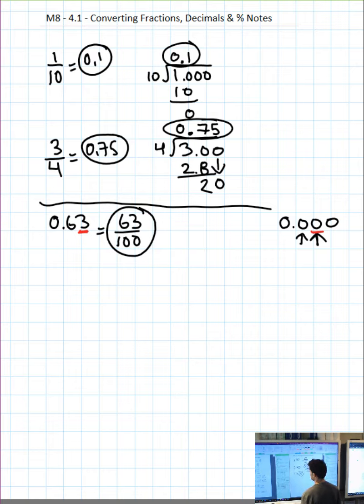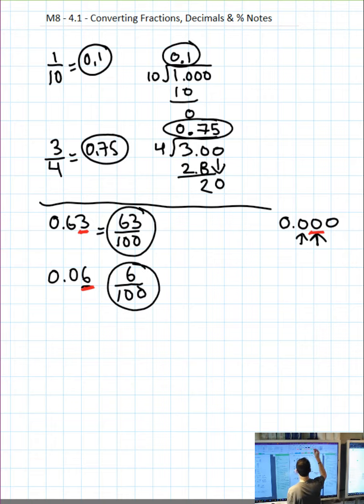We can obviously check that on the calculator. Okay, what about something like 0.06? Well, again, the 6 is in the 100th spot. So we're going to put that number over 100. And again, check these on your calculator. Plug them into the calculator, make sure they're the same, and eventually just start to memorize.